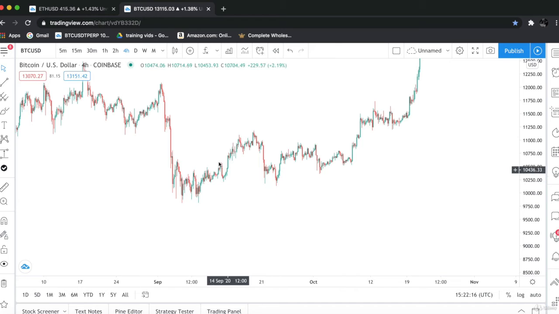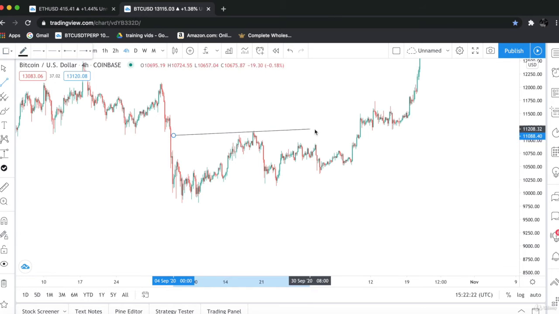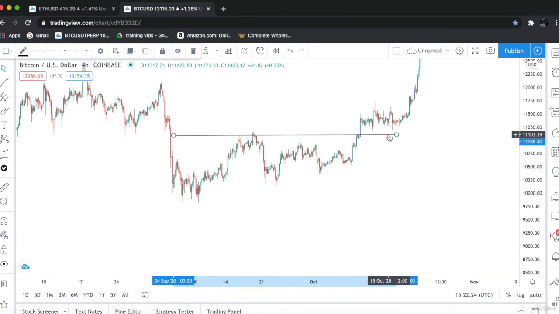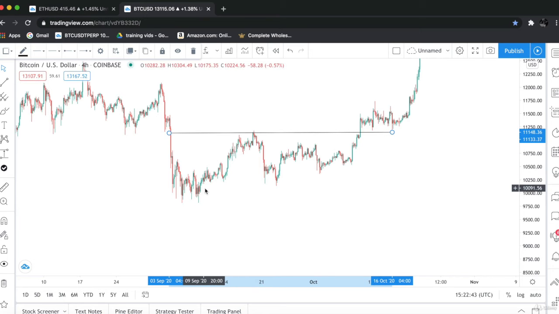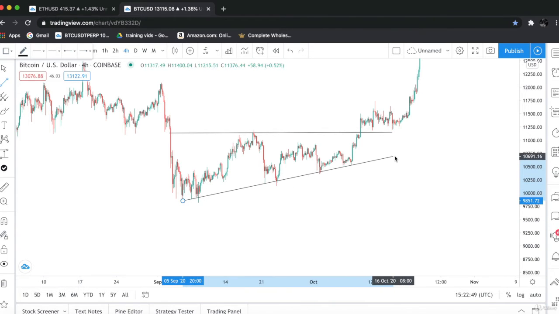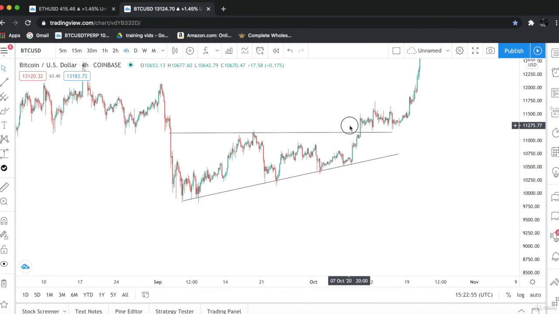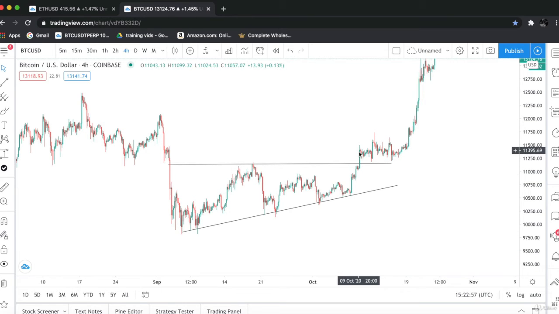As you can see over here, we have a clear straight resistance level over here. Let's mark it. This is the resistance level. We need at least two taps which have been made perfectly, and the support lines to the upside, which makes a perfect ascending triangle, as you can see. This is the perfect ascending triangle.